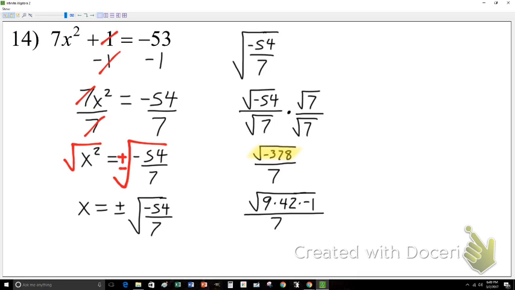And then taking the square root of everything on the numerator, the square root of 9 is 3. The square root of 42 will just remain that way. Okay? And then the square root of a negative 1, we've already defined that to be i. And of course that's all over 7. And then we can go ahead and just put the plus and minus there. And we can have x is equal to plus or minus 3 square root of 42 i all over 7.